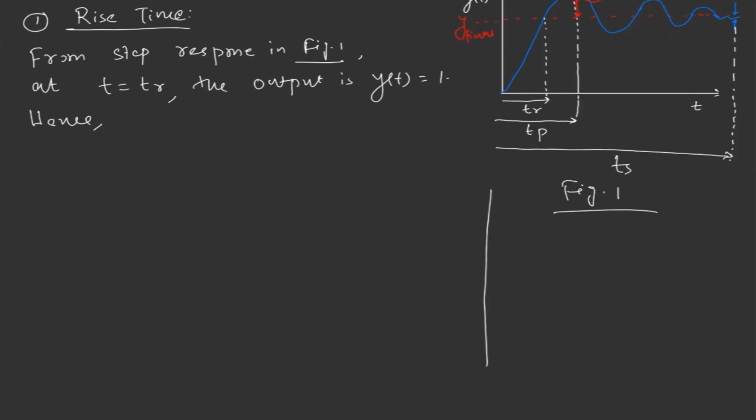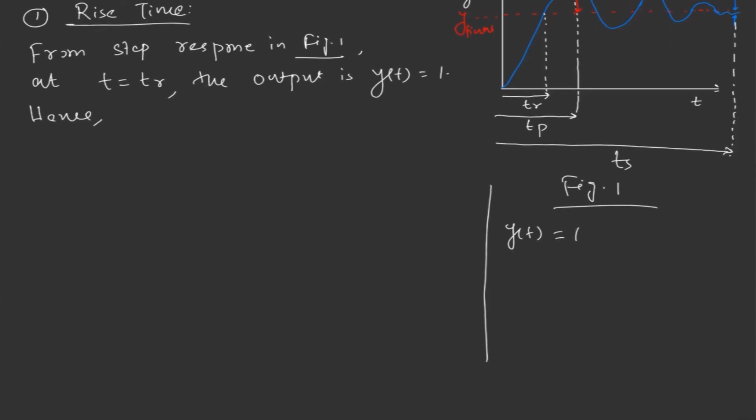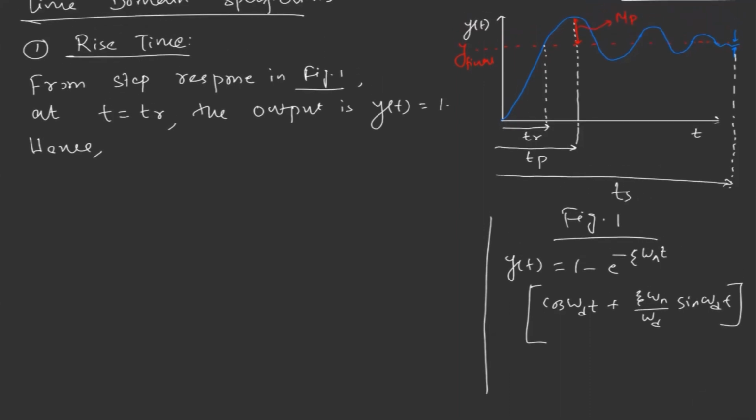Here, we had y of t equal to 1 minus e to the power minus zeta omega n t into cos omega d t plus zeta omega n by omega d sine omega d t. So this is the expression we found. And if you substitute y equal to 1, let me write this as equation number 1. In equation number 1, we can write cos omega d tr plus zeta omega n by omega d sine omega d tr equal to 0.